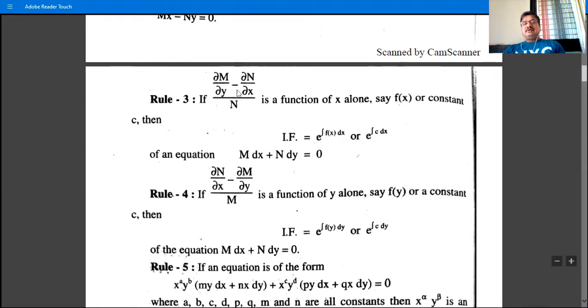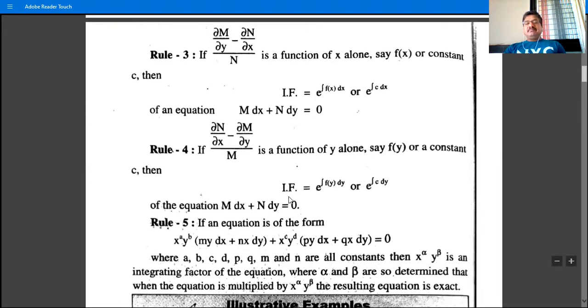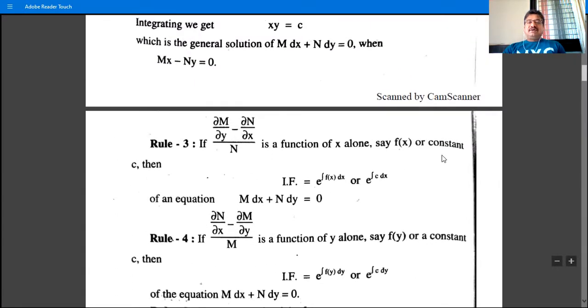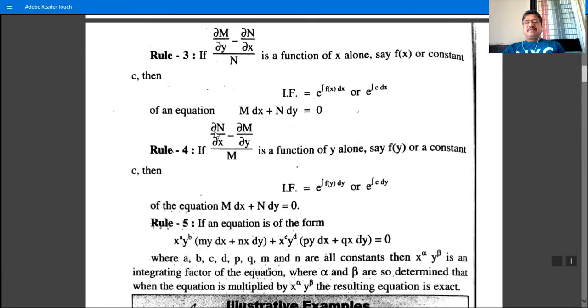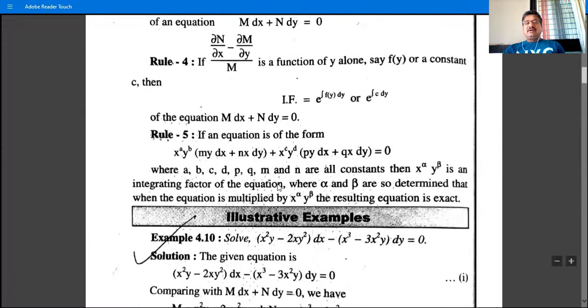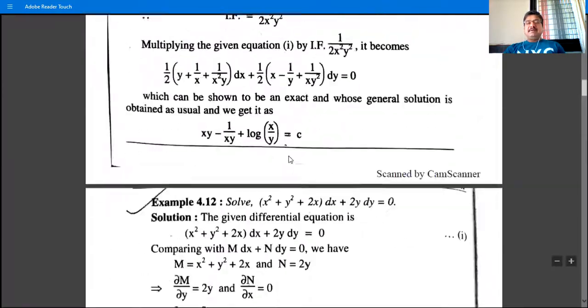So we have here the value of this quantity in our example, 2x, as the function of x alone. Or you put ∂N/∂x first, then ∂M/∂y second, and divided by M in place of N, and that is a function of y alone. Then the integrating factor is e raised to integration f(y) dy. So all these rules are important for MCQ type questions.